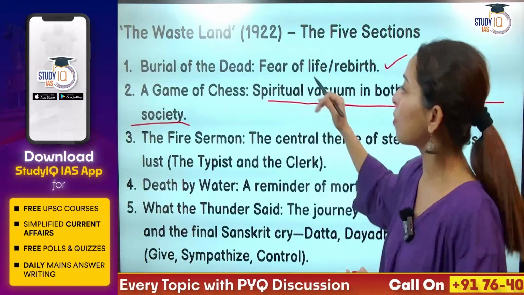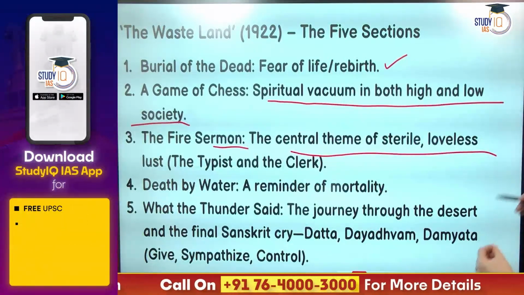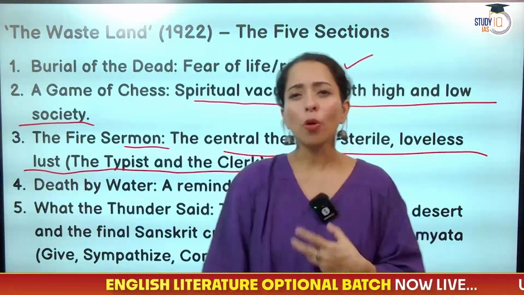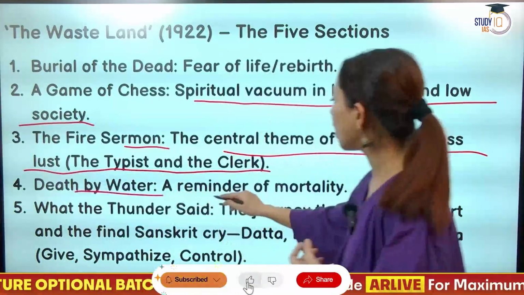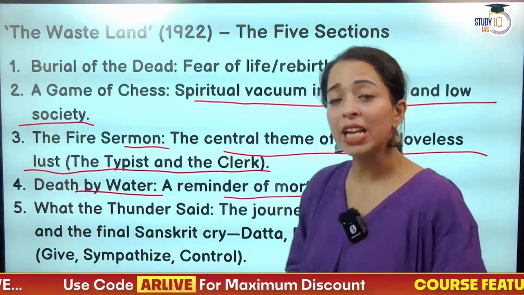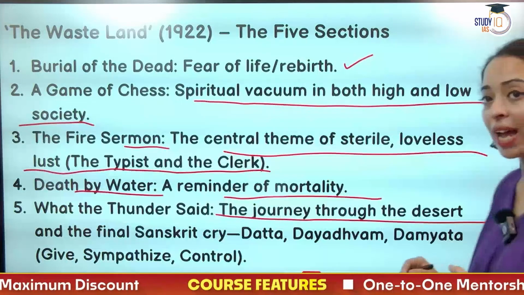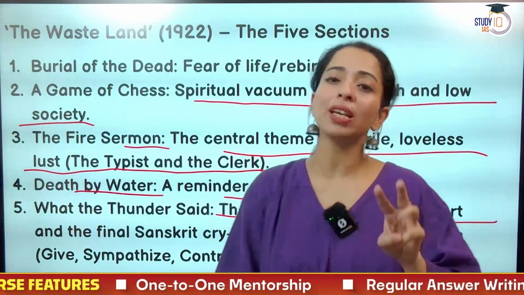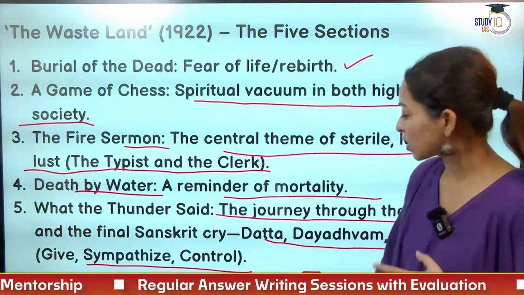And then of course A Game of Chess, and then you have The Fire Sermon, with the central theme of sterile, loveless lust, the typist and the clerk. So basically it is shown here that there is no emotional attachment, just bodily pleasures that are sought. Death by Water, a reminder of mortality, that ultimately everyone has to die. And the last section, What the Thunder Said, the journey through the desert, and the final Sanskrit cry: Datta, Dayadhvam and Damyata. It ends with 3 Sanskrit words, that is: give, sympathize, control. Okay, that's a very powerful poem.